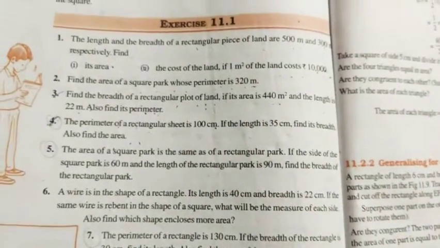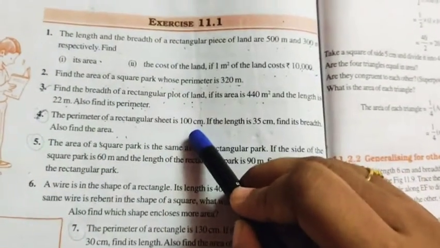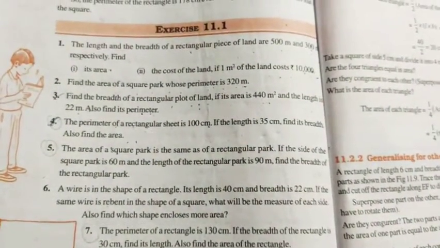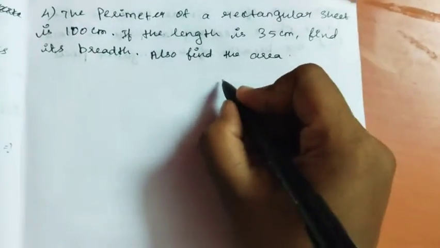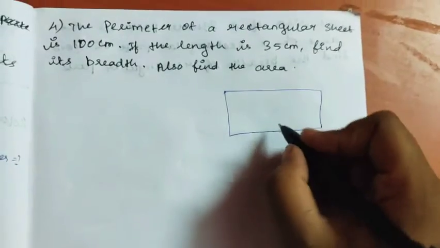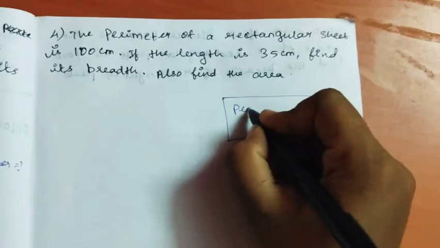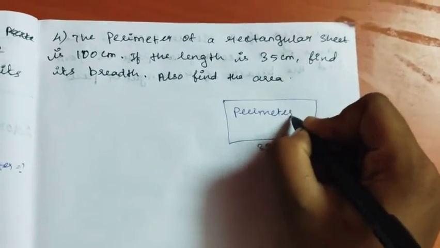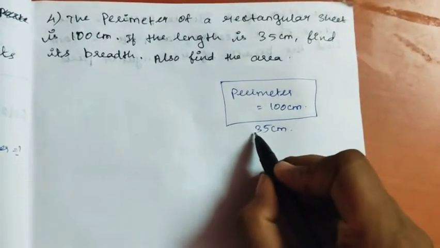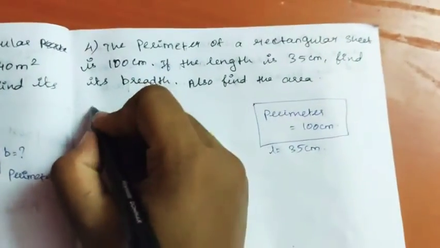We have to find its breadth and area. So there is a rectangular sheet with a length of 35 centimeter and its perimeter is 100 centimeter. Okay, now we solve this sum. First we can draw the diagram here. That is a rectangular sheet with length 35 centimeter and perimeter 100 centimeter. What do we have given here?